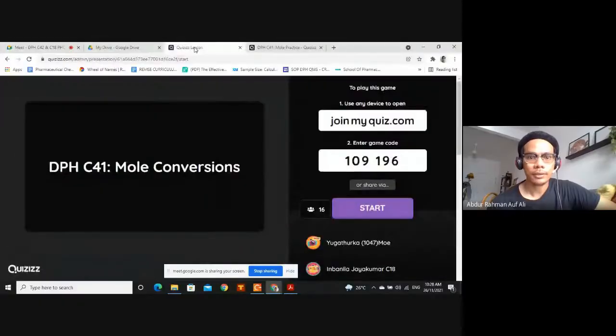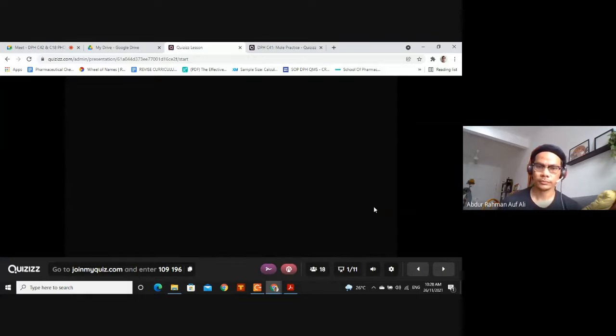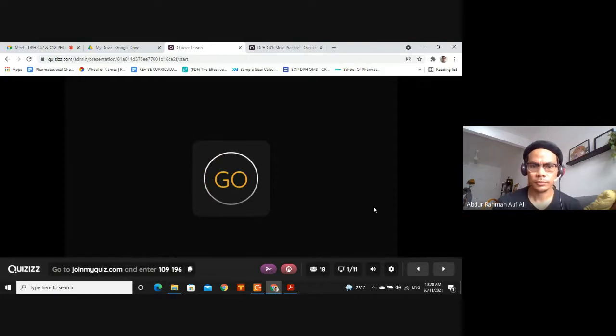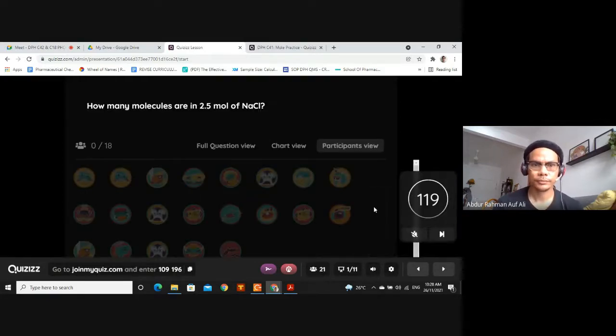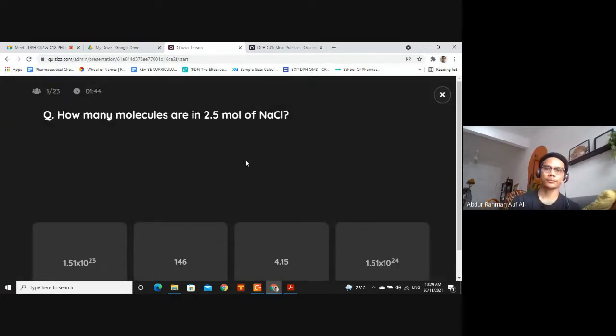Okay, I'm back. So let's begin the mana tadi. Okay, saya start dulu. Kalau nak join boleh join later. So how many molecules sama macam bilangan atom. Macam mana nak calculate dah. Use the formula untuk cari bilangan atom tadi. Options yang dia bagi kat sini is this.